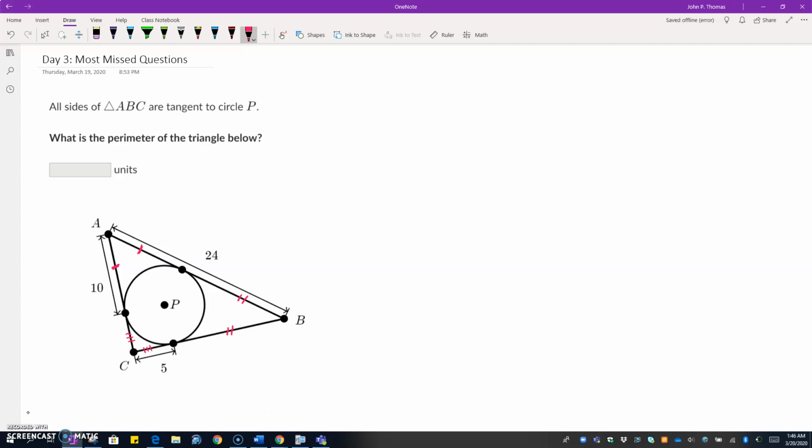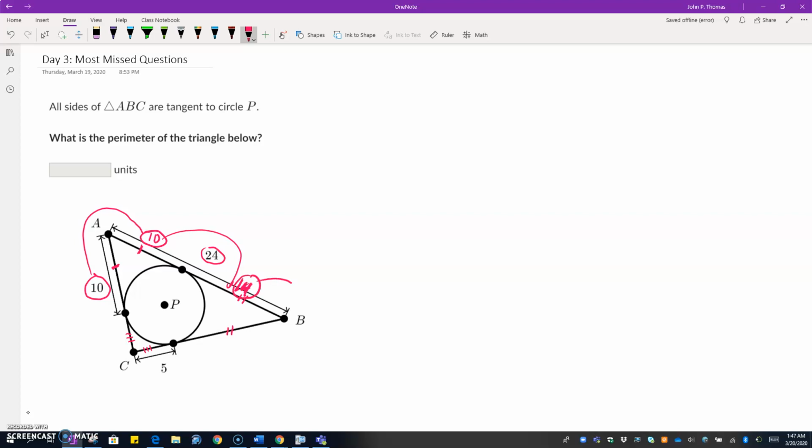Now what that typically allows me to do is pick one starting point, one of those segments we know, and walk around the problem. What I mean by that is we're going to start here with this 10. So if I walk around the problem, that tells me that this side has to be 10 as well. Alright, now if I keep walking, we've got 10 of the 24 used. That's going to leave me with 14 for this section.